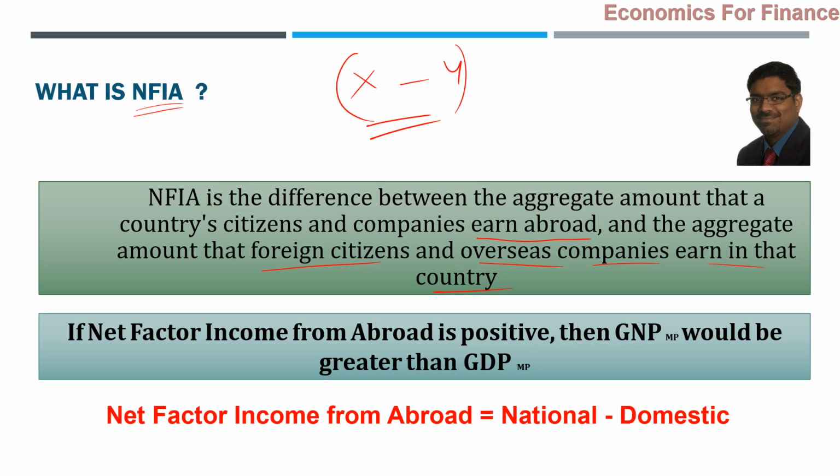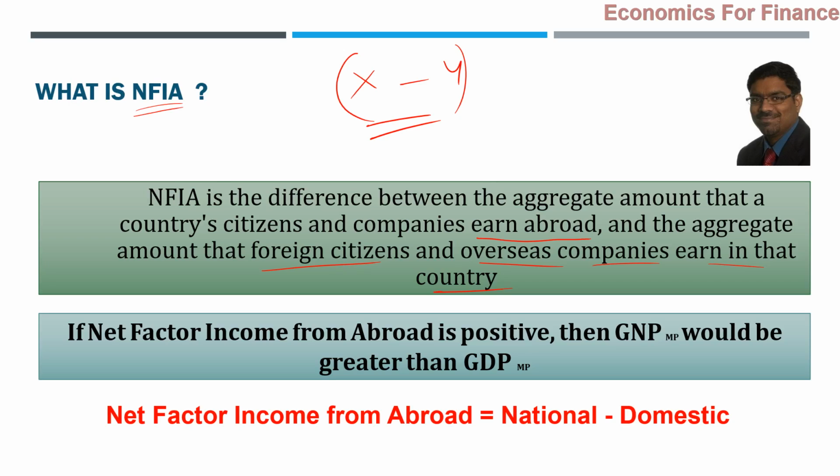Sir, could this be positive or negative? Both are possible. If X is greater than Y, then net factor income from abroad is positive. If X is less than Y, then net factor income from abroad is negative. When can we say net factor income from abroad is positive? It means our people are earning more outside India than outsiders are earning in India. Then that's a good thing actually. That's a positive thing. So net factor income from abroad is positive. On the other side, if Y is more than X, which means foreign companies and foreigners are earning more in India than our people are earning outside India, then NFIA will be negative.